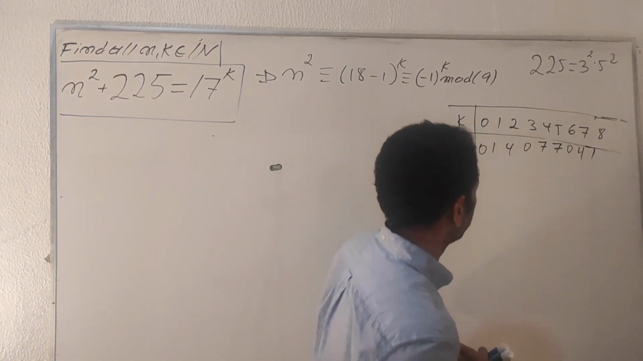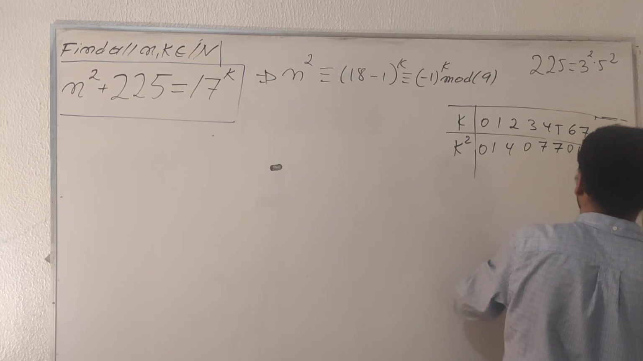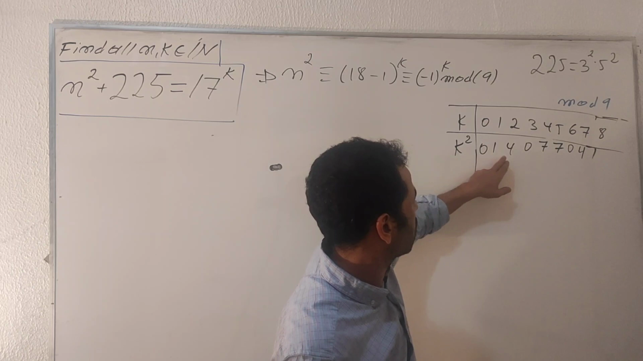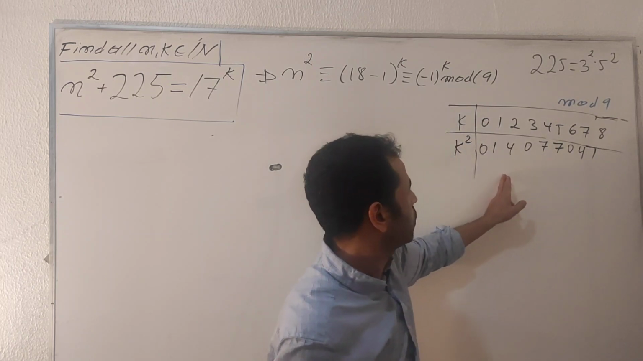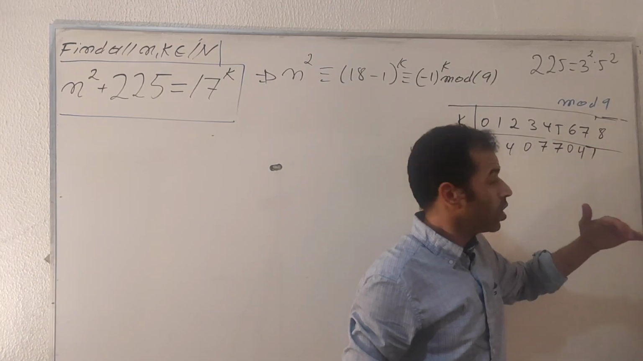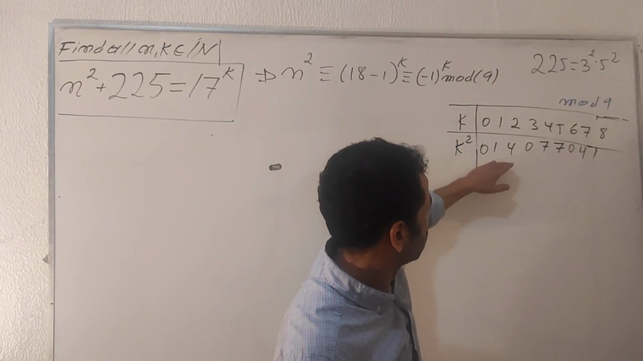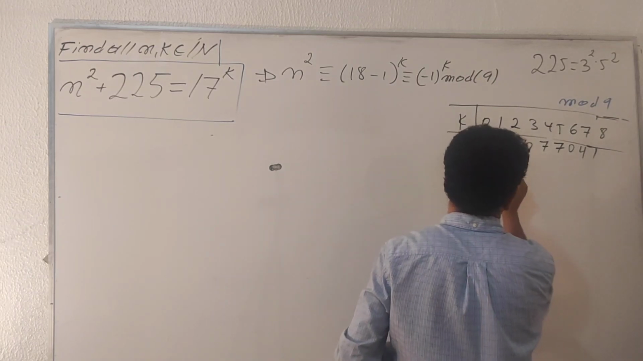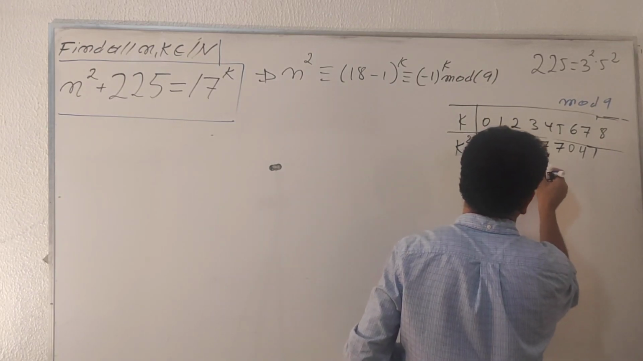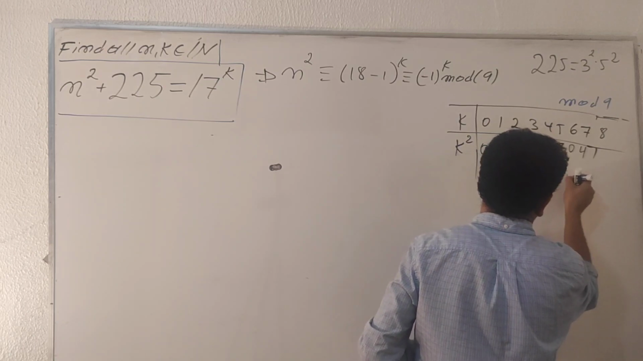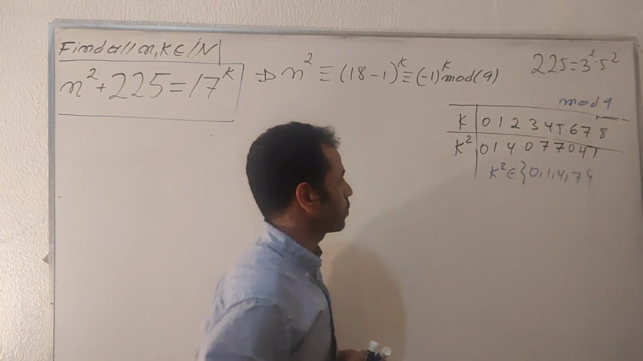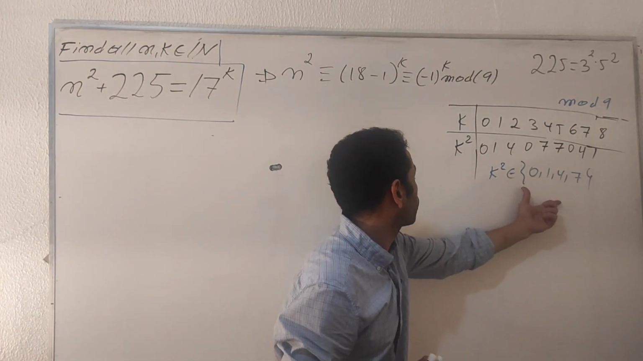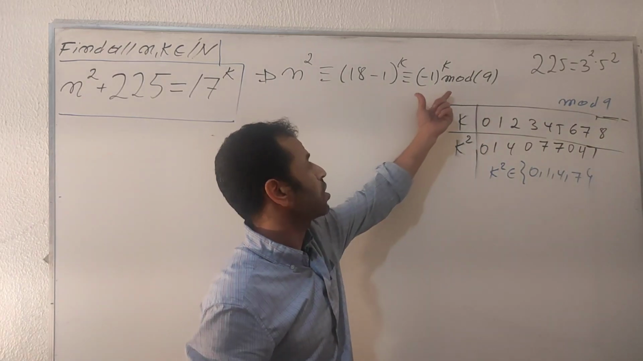So if you take a look now, we are going to stop here because we see a pattern. We get 0, 1, 4, 0, 4, 1. As you increase the values of k, you will have a kind of repeating: 0, 1, 4, 0, 4, 1. Which means k squared belongs to the set 0, 1, 4, as well as 7. Now we are ready to make the comparison between these values as remainders of n squared and the right hand side of this equation.